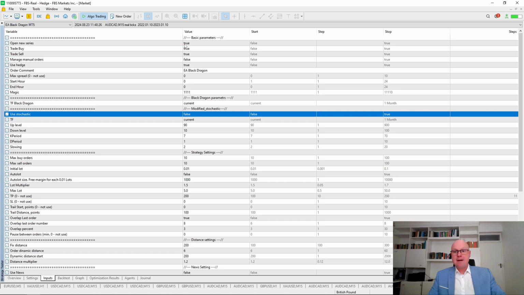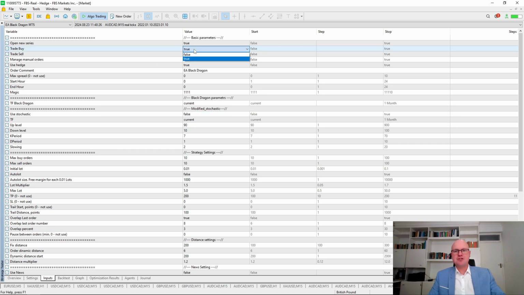Now, basic parameters include the direction of trading and opening or closing new series. These two settings can be used if you'd like to use a mixed style where you want to stop the EA from trading in a specific direction by simply selecting false. These two can also be done directly on the panel of the EA, which we'll also be covering later in the video.